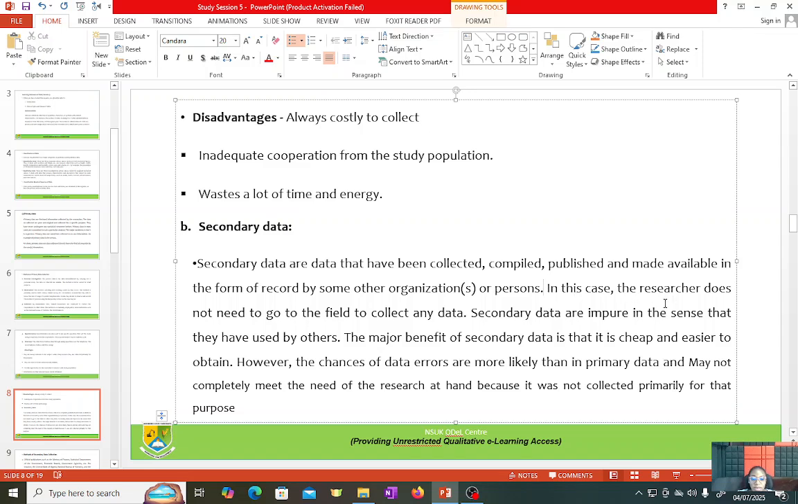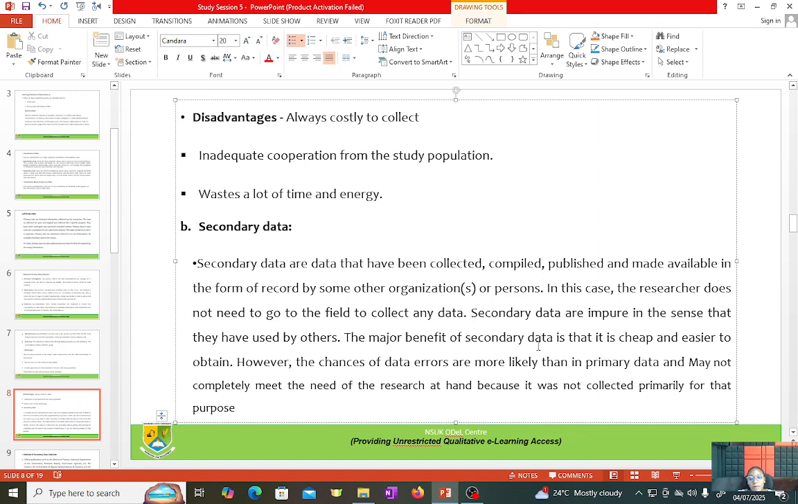In this case, the researcher does not need to go to the field to collect any data. Secondary data are impure in the sense that they have been used by others. So many other people will be collecting the same data for different uses, depending on the question their research seeks to solve or answer.